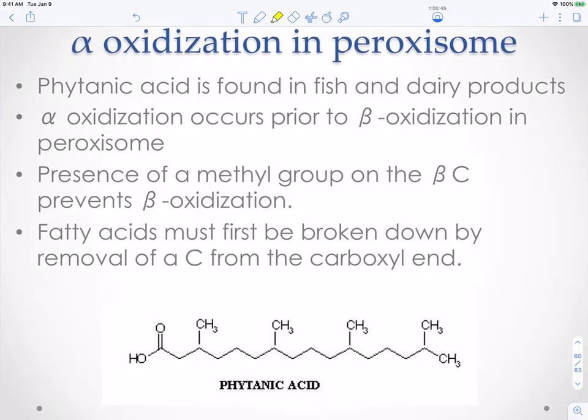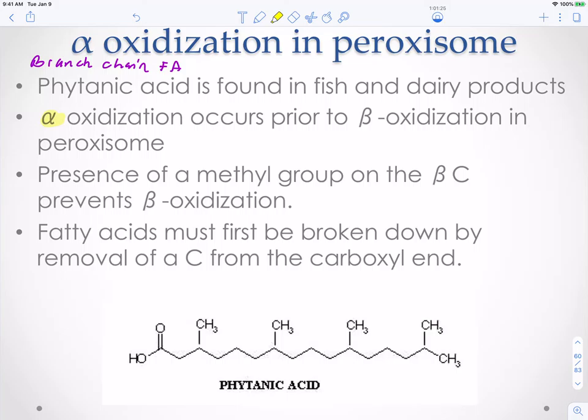Now another is our branched chain fatty acids. This is branched chain phytanic acid, which is commonly found in fish and dairy products. We also take it into our bodies, and so you have to deal with the branched chain. You do that through an alpha oxidation, and this is going to have to occur before beta oxidation can continue in the peroxisome. So it doesn't matter the length of the fatty acid. If it is a branched chain fatty acid, it has to go through the peroxisome.